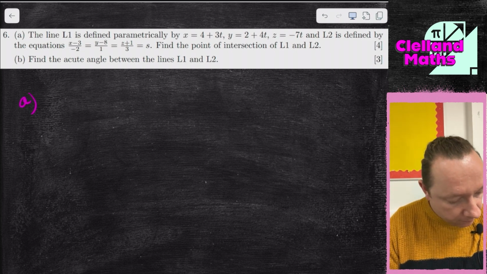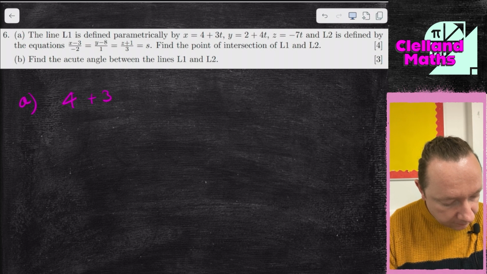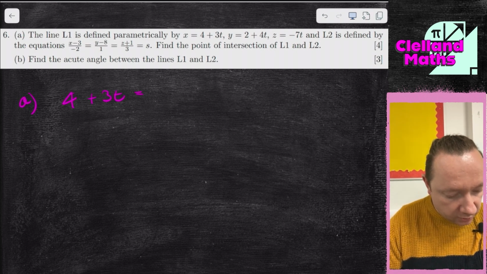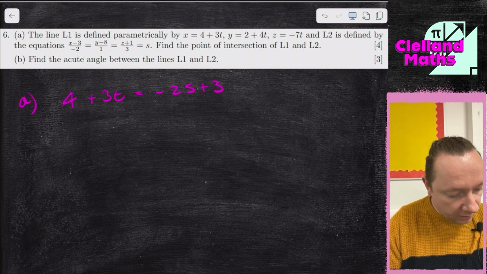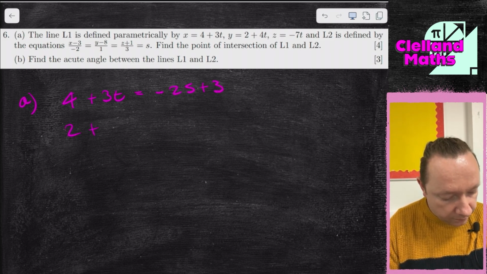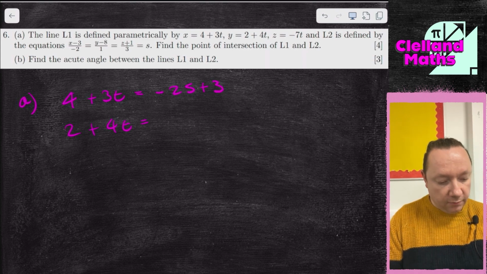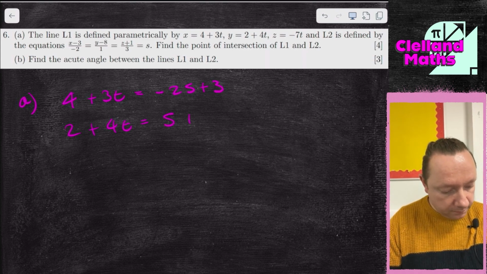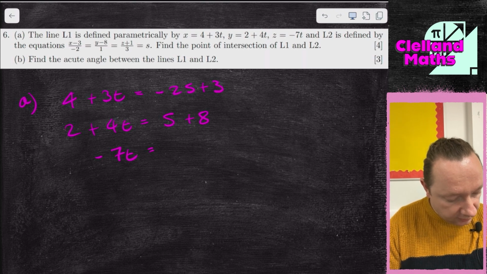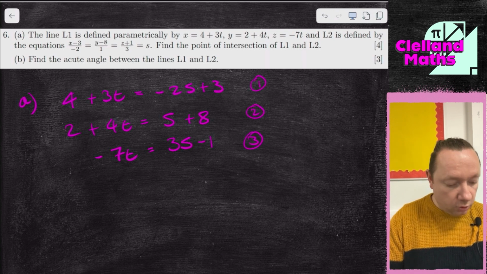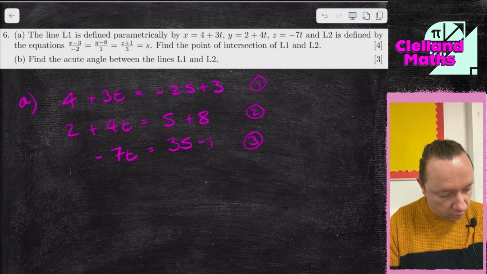So for part A, we've got 4 plus 3t equals, and then rearranging x minus 3 over minus 2 equals s, you get minus 2s plus 3. And then the second one, you've got 2 plus 4t, and rearranging that, you've got 1s plus 8. And then the last one, minus 7t equals 3s minus 1. So let's label that 1, 2, 3. And we'll just solve two of the equations simultaneously. So let's just do 1 and 2.